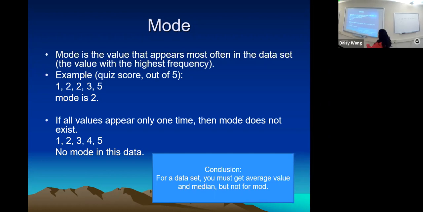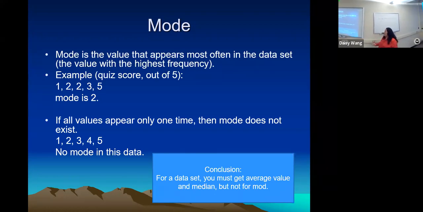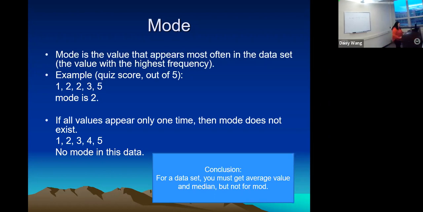So if this is the data, then in this case nothing is repeated, they only appear once. In this one, 1, 2, 3, 4, 5, there's no mode. So for a data set, we can normally get an average, the mean. We can get the median, in this case 3, but for the mode, not necessarily. When the data is big enough, maybe, but not necessarily.